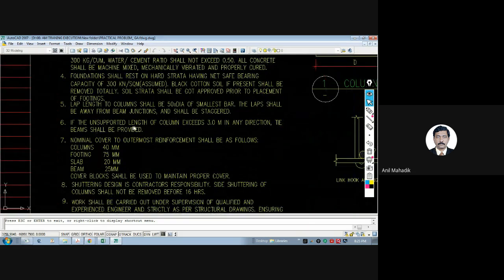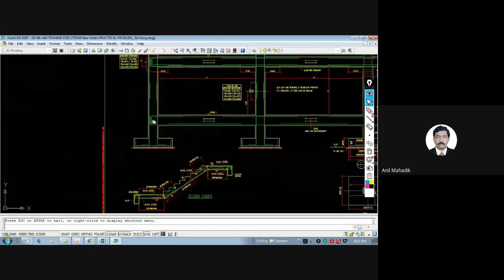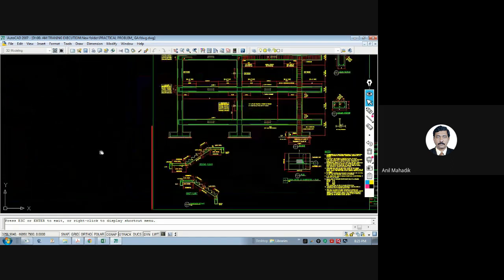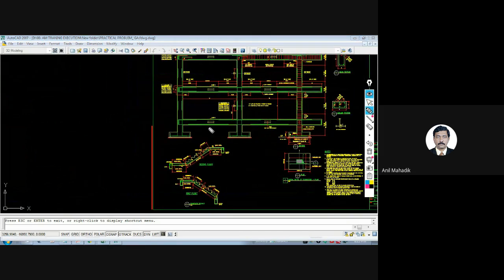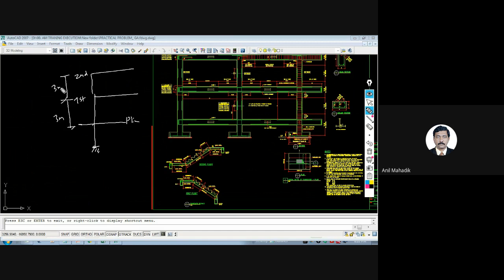Then if the unsupported length of the column exceeds 3 meters, then tie beam shall be provided. Many times what happens, you assume your unsupported length in the model as 3 meters. And there is a possibility that it can be like this on the side. Now see, whenever you model this building in ETABS, you are assuming footing level. So this is your plinth level, plinth. Say this one, na? Then you are having supports over here. This is our fixed support. Then you are having first floor, second floor. So let's say this is your first floor, second floor, and plinth to first floor is 3 meter. First to second is 3 meter as per architectural drawing.